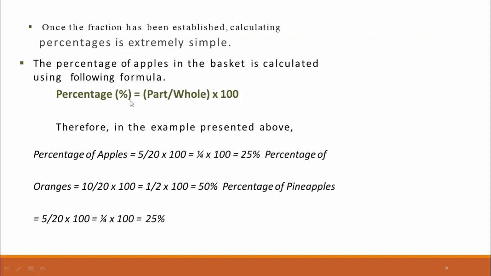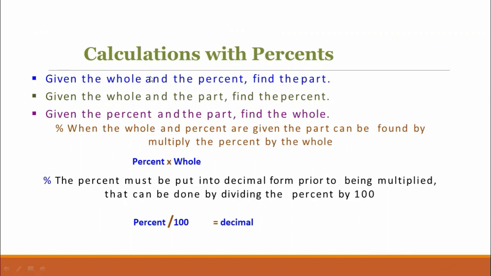In this formula, there are three unknowns: percentage, part, and whole. 100 is known. So when two quantities are given, then we can easily find the third unknown quantity. Now, calculation with percents. Given the whole and the percent, find the part. As I have already told you, when whole and percent are given, then we can find the part. And when the whole and the part are given, we can find the percent. So when the percent and the part are given, we calculate the whole.